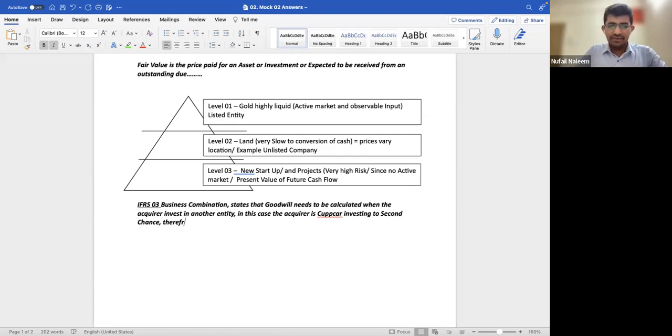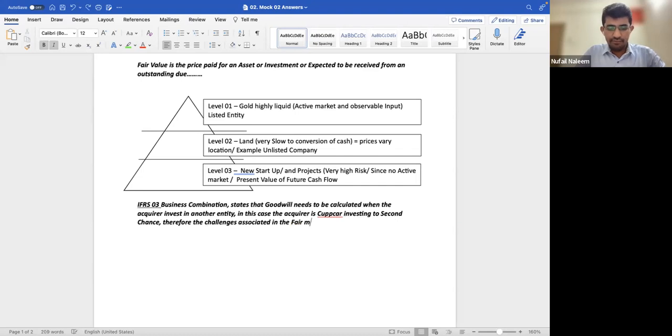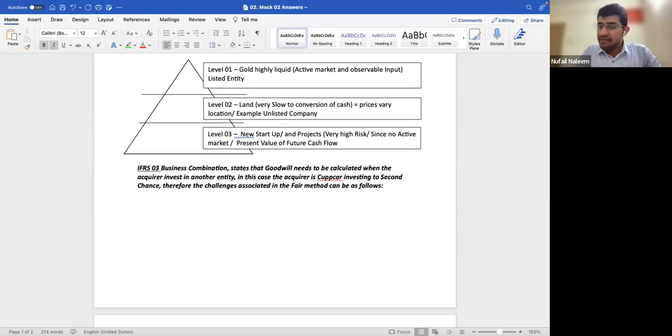So therefore, the challenges associated with the fair value method can be as follows. Now that is the initial explanation. So can I write down the challenges? Yes. The first challenge I'm going to write down is not a complicated challenge.